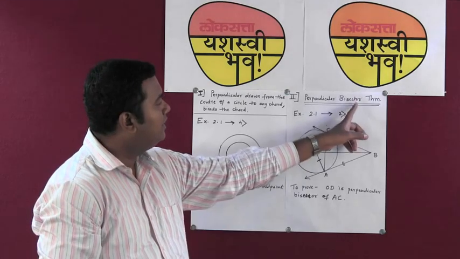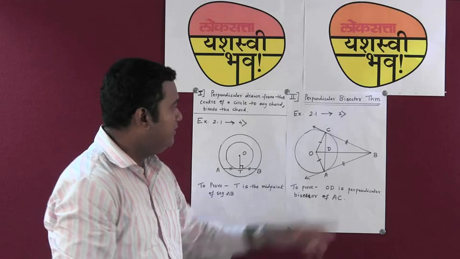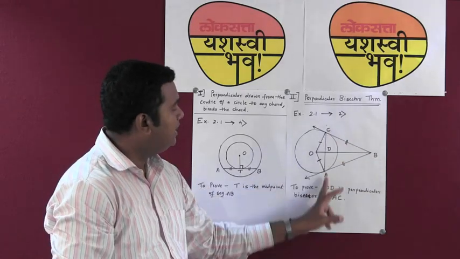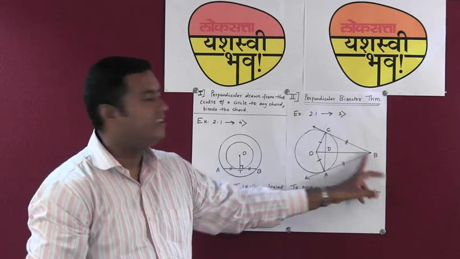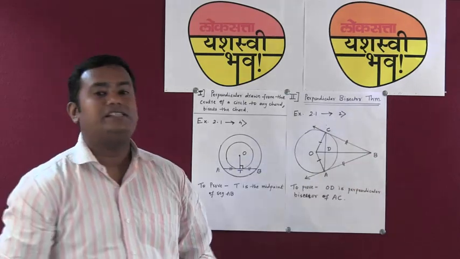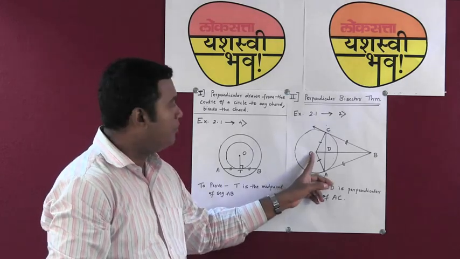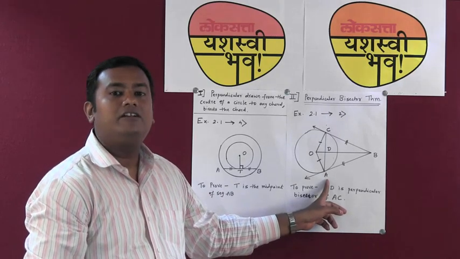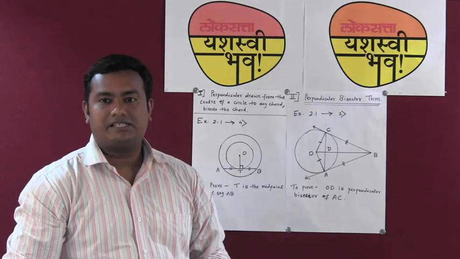So now if I apply the perpendicular bisector theorem, then what do I get? I will get point B is equidistant from the endpoints of segment AC. Point B lies on the perpendicular bisector of segment AC, reason: perpendicular bisector theorem. Same way, O is equidistant from the endpoints of segment AC. Therefore, point O lies on the perpendicular bisector of segment AC. Again, the reason is the same, perpendicular bisector theorem.